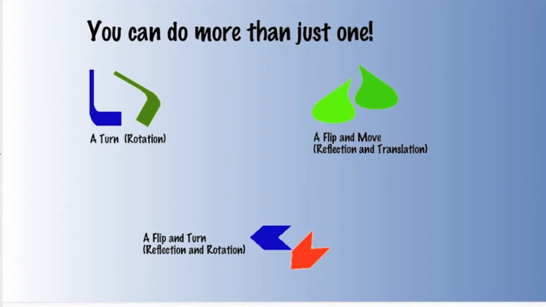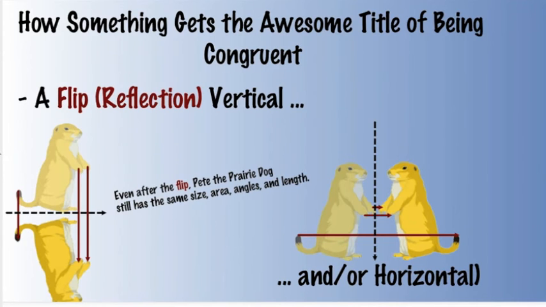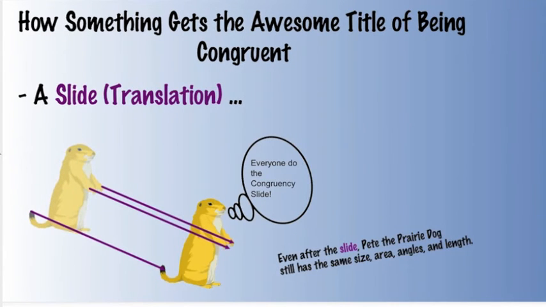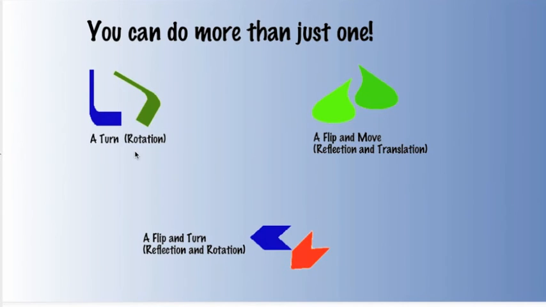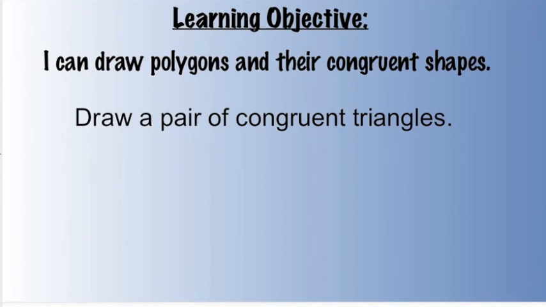Believe it or not, you can also do some really cool things. You don't just have to do a flip or a translation or a rotation in order to be congruent. You can combine them into one. Sometimes you can do a flip and a move. You can do a flip and a turn. So you can combine these congruent ways and still have congruent shapes. Your learning objective was to be able to draw polygons in their congruent shapes.